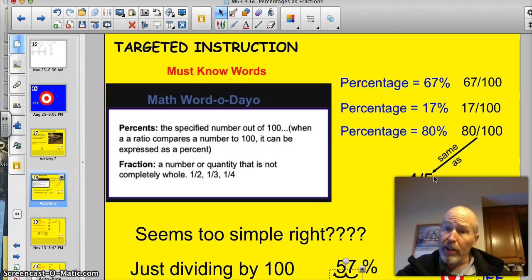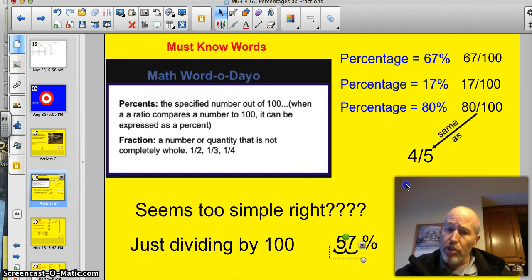All right, if we divide each one by 20. Seems too simple, right? Well, really all we're doing is just dividing and moving the decimal 2 spots to the left because we're dividing by 100. Let me talk a little bit more about that on the next slide.